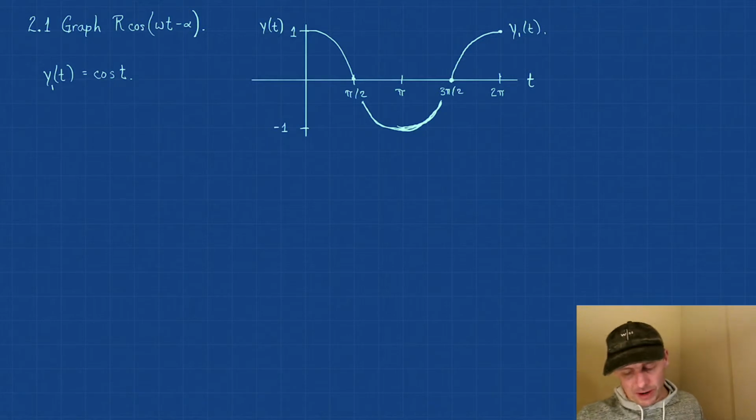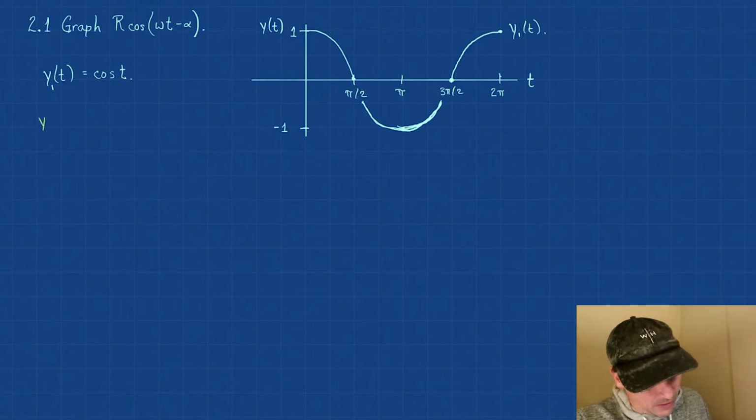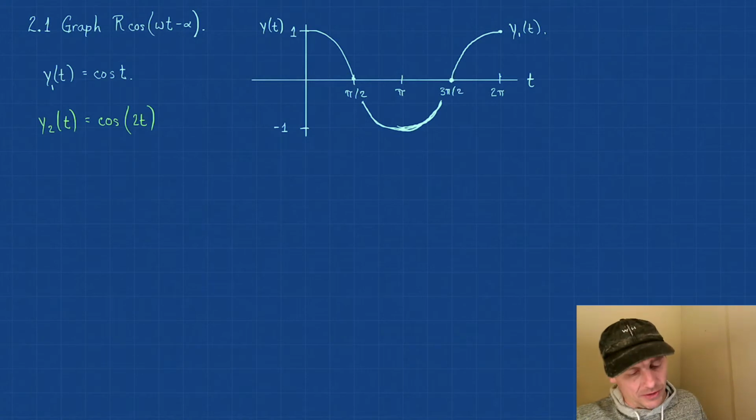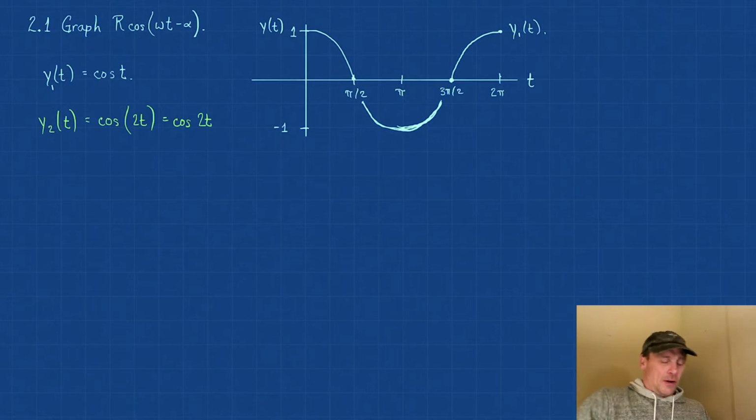Now, let's grab another color, like maybe this pretty green, and we're going to graph y2 of t. And let's make this cosine of 2t. I probably won't be writing the parentheses much after that, but we could loosely write it as cosine of 2t. It's pretty obvious what it is.